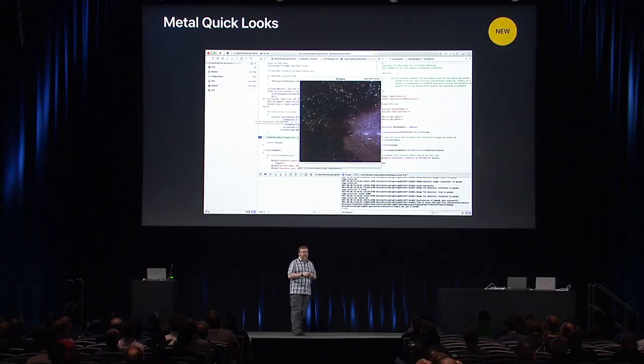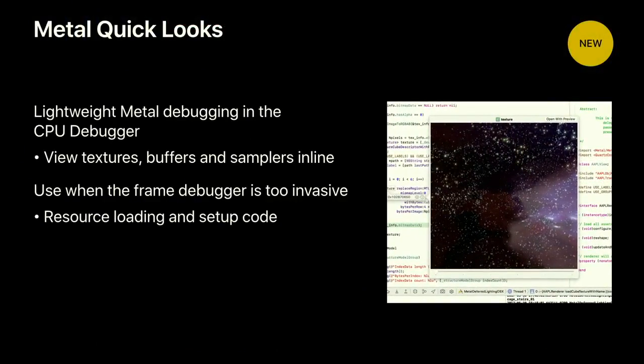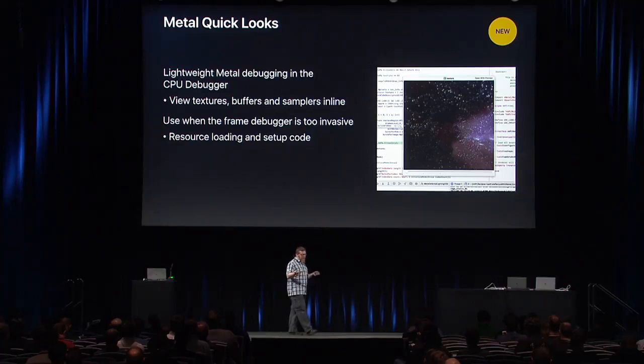Another new feature this year is support for Xcode's Quick Look support. So now you have lightweight Metal debugging in the CPU debugger. So if you hit a breakpoint, and there's a Metal texture there, we'll pull back the data from the Metal texture on the GPU and let you view it there and then. Similarly with buffers and samplers. This is great for those cases where a full frame capture might be too invasive. For instance, if you're debugging your resource loading or some other setup code. It's also great in cases where you're debugging some compute workloads as well.